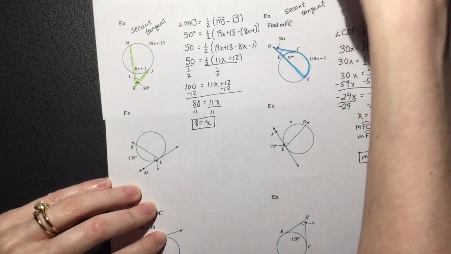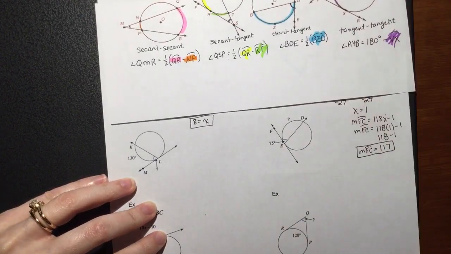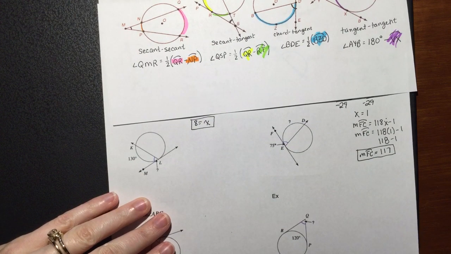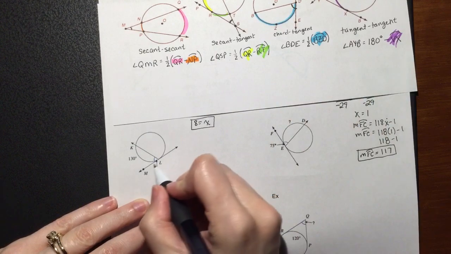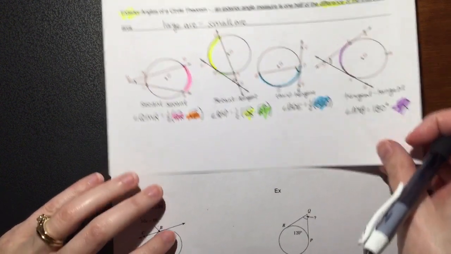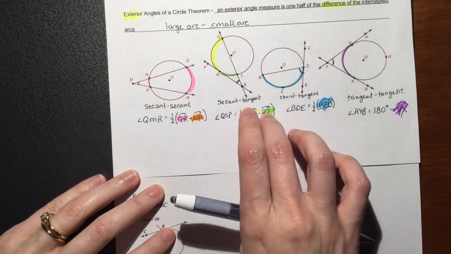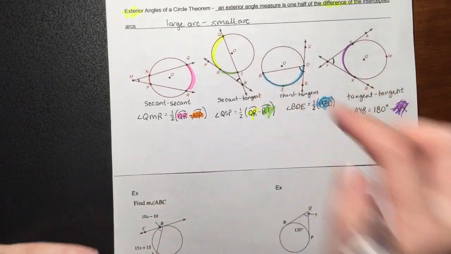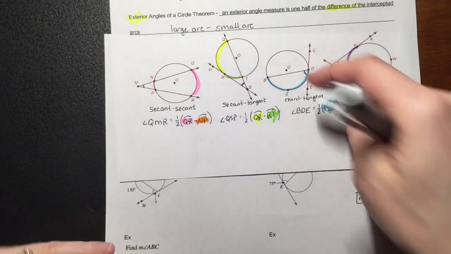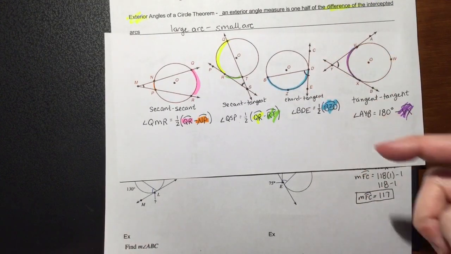Looking at the next one, this one is kind of a gray area. It looks like it's interior, but it doesn't have the two intercepted arcs, but it's got this little bit that's on the outside, so it's a little mixture of both. So that's why it's not the same exact large arc minus small arc, besides that it doesn't have a large arc. It does still, since it's kind of a little bit of both, I guess that's why it's still the 1/2.